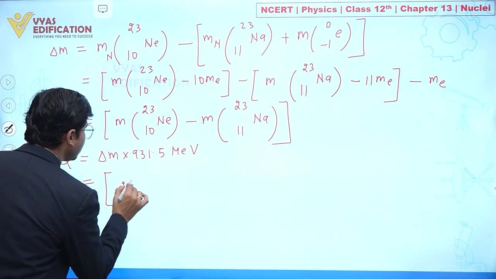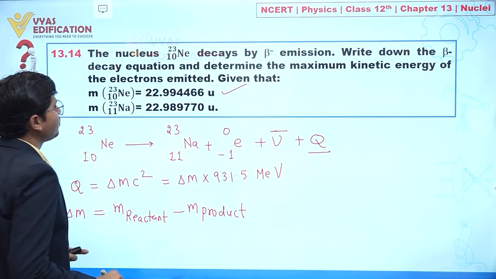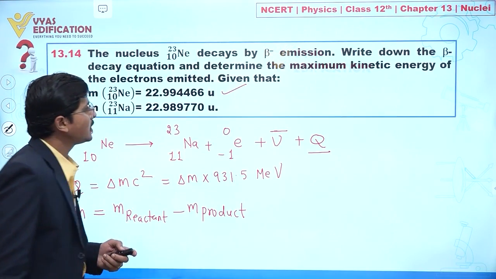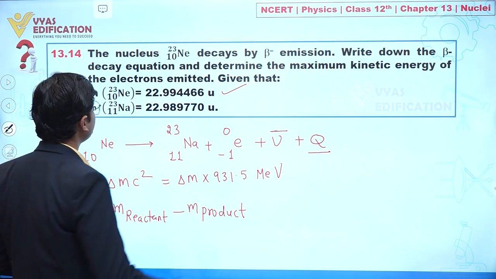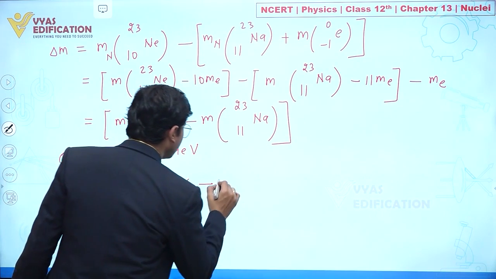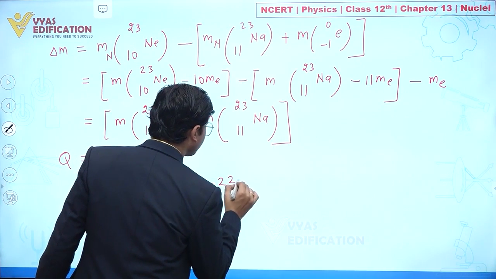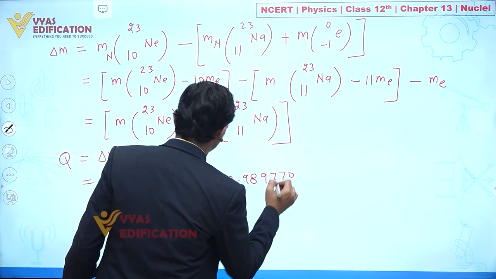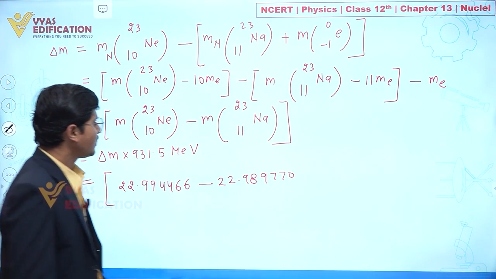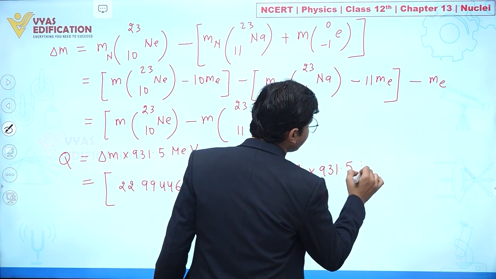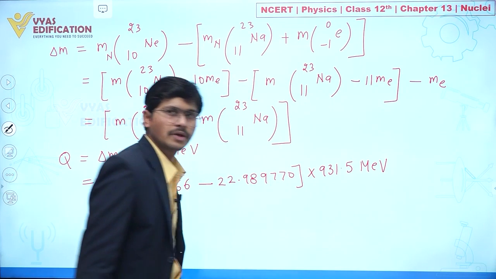So 22.99, clear, 44, and that is 66 minus, clear. Then I can see what is this mass, 22.98977. Clear, this one, and now it will be multiplied with 931.5 million electron volt. Clear?